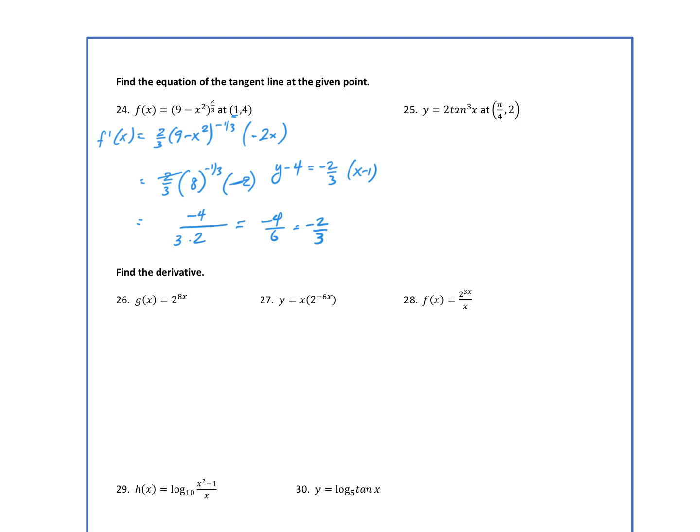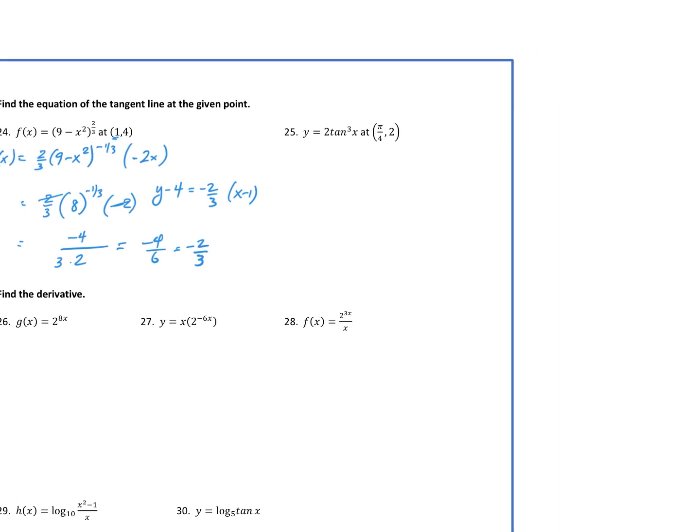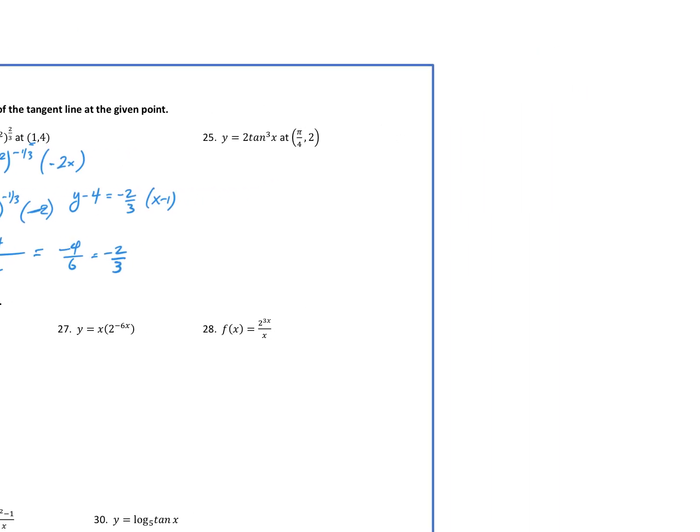I'm going to jump down to these just for time here. I can start this one. It's a long video. We have y equals 2 tangent of x cubed. Y prime, you bring it down, you get 6, rewrite it. Lower the power by 1 times derivative of the inside. The derivative of tangent is secant squared of x.